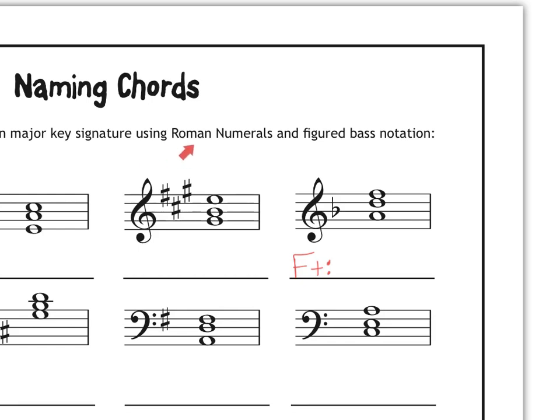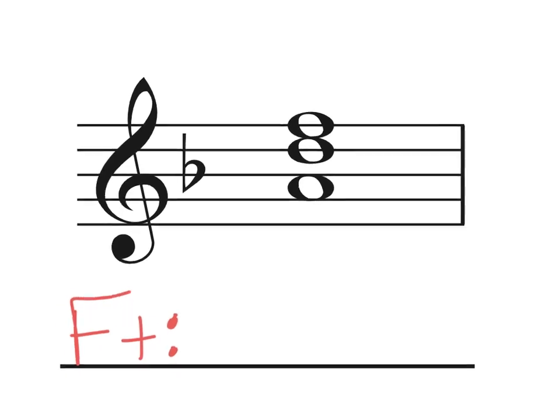So, Roman numerals and figured bass notation. I need to put a Roman numeral here, and I need to put either 6-4 or 6-3, or leave it blank if it's in root position. I can see this is not in root position. It's not a snowman. So it's going to have 6 something over here. First thing to do is identify where my root, 3rd and 5th are. So I'm going to zoom in here.